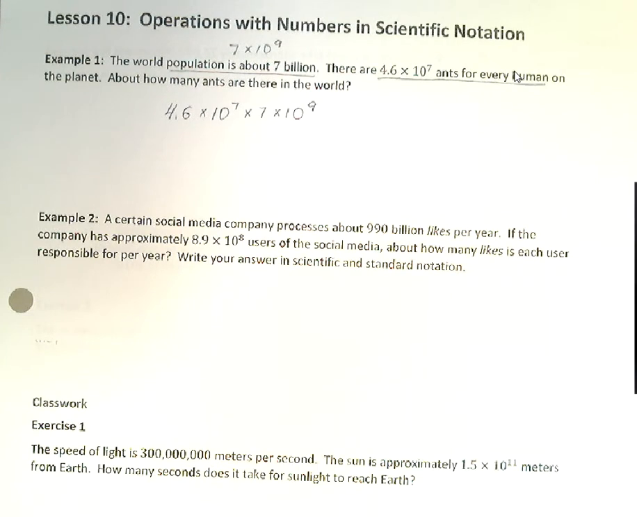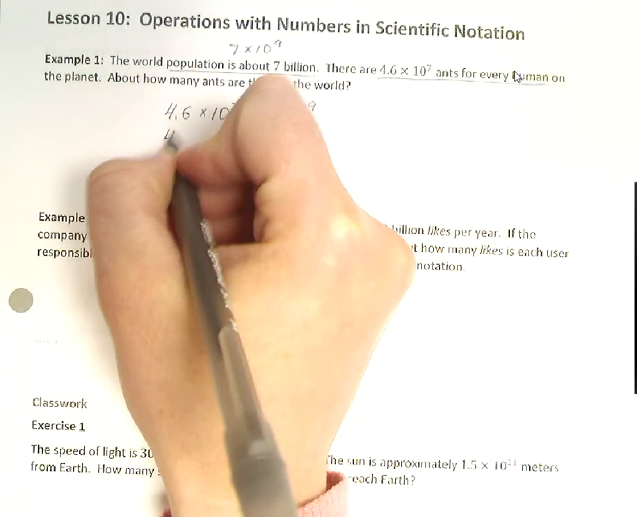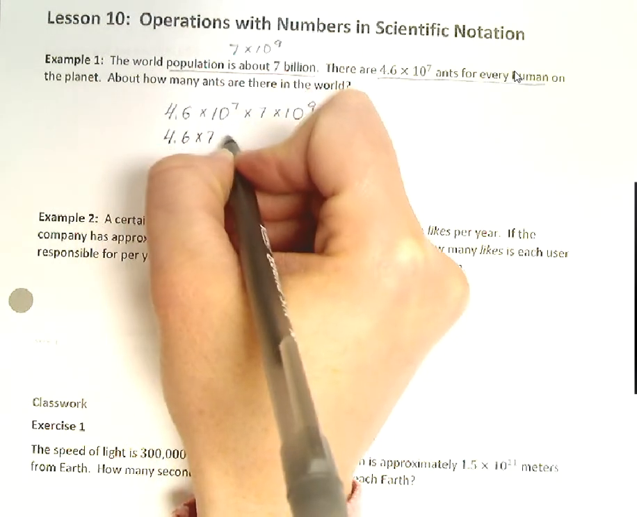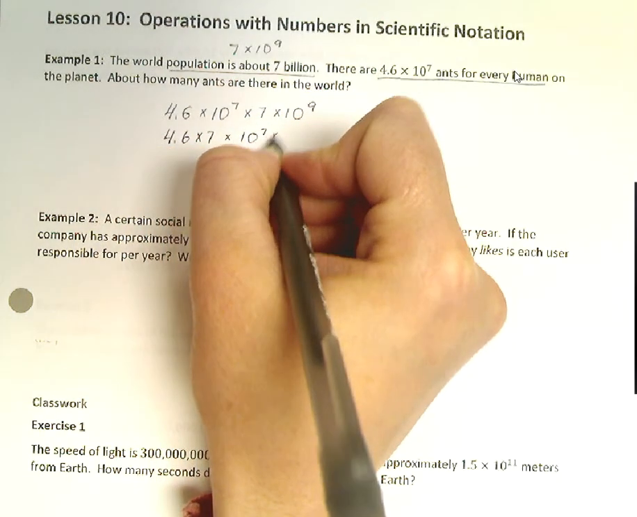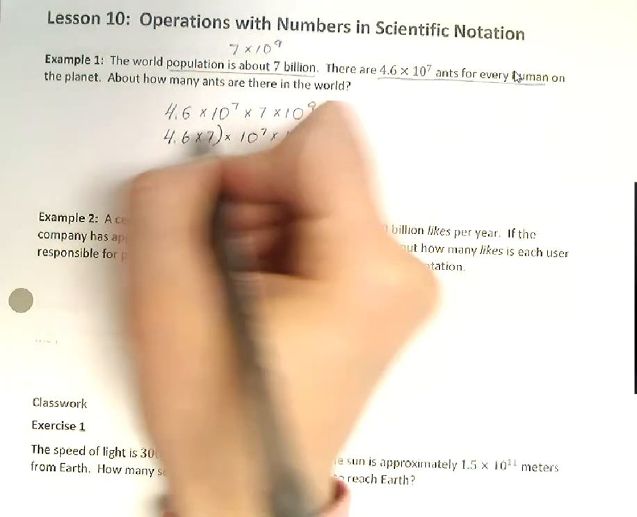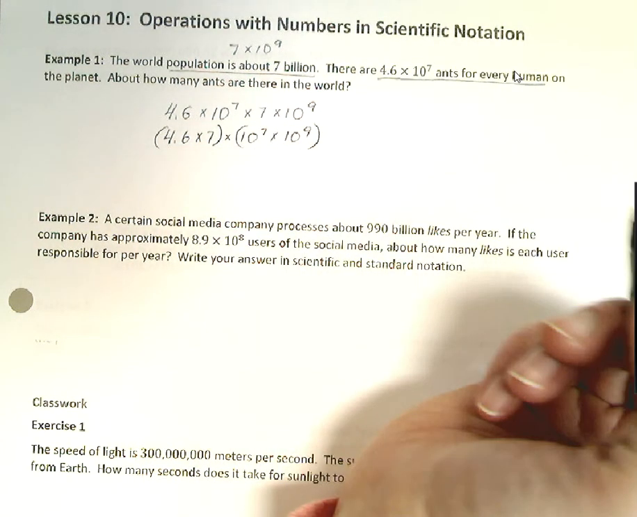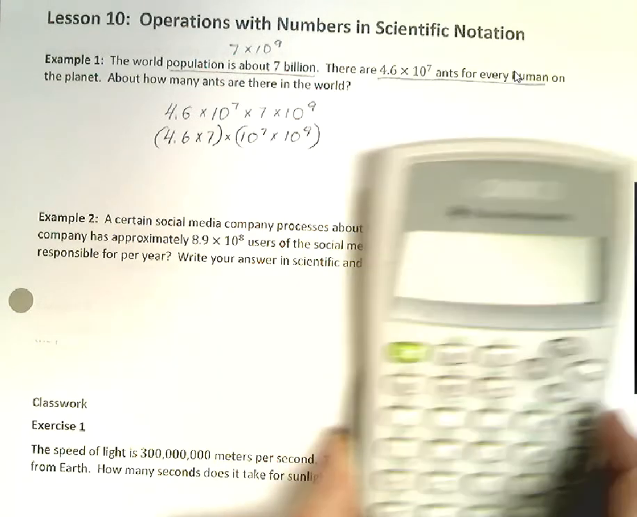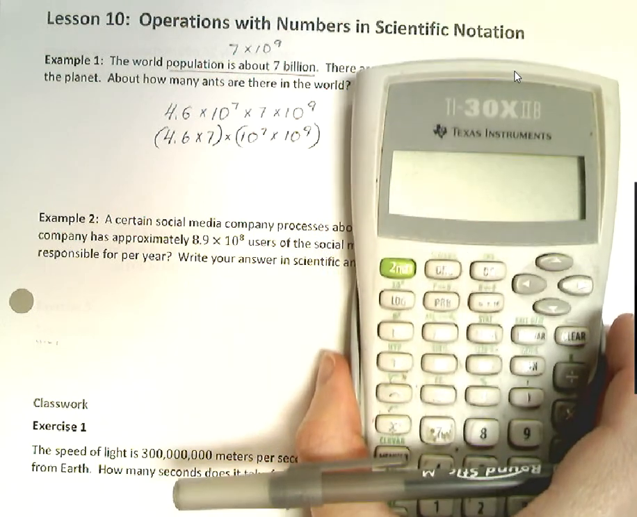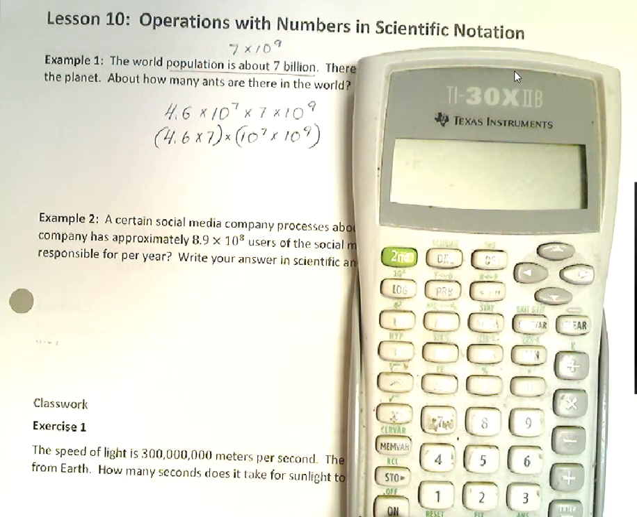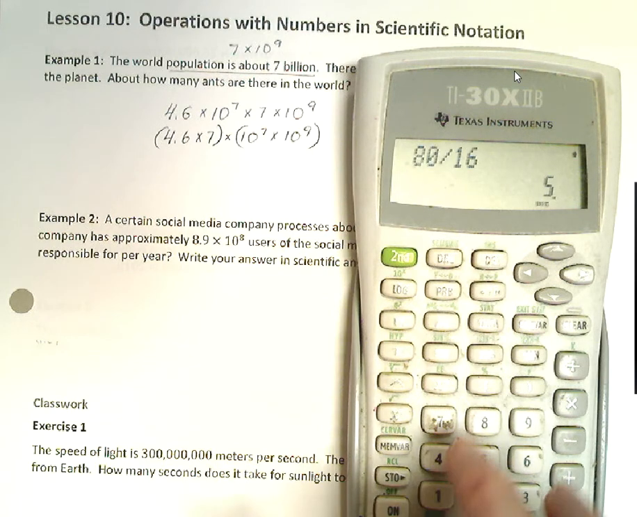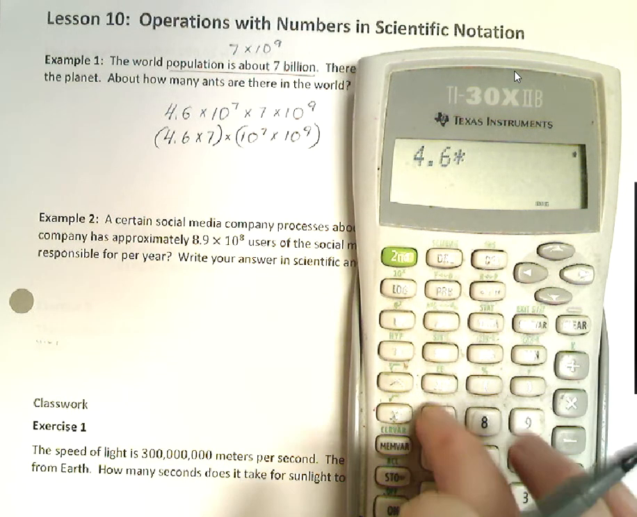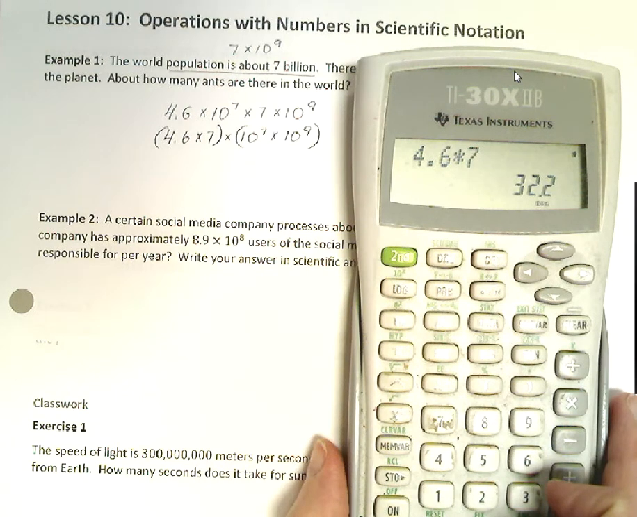A couple of things that I see here. I see that it's only multiplication, so I can use my commutative property to switch numbers around. I can do 4 and 6 tenths times 7, and I can do 10 to the 7th times 10 to the 9th, and I can do them separately. I can put them in parentheses if it'll be easier. So now I can use my calculator to multiply 4 and 6 tenths times 7, and that is 32 and 2 tenths.